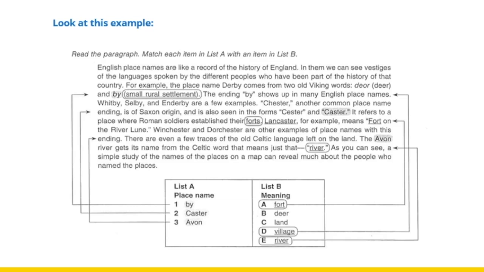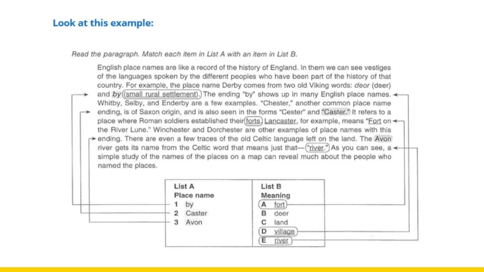If you start reading that sentence: Chester, another common place name ending, has a Saxon origin and is also seen in the forms of sister and Castor. It doesn't really have any response, so I couldn't find it. I'm continuing reading. It refers to a place where Roman soldiers established their forts. So forts, and you see, we have fort. That means our number 2 is going to be A, fort.